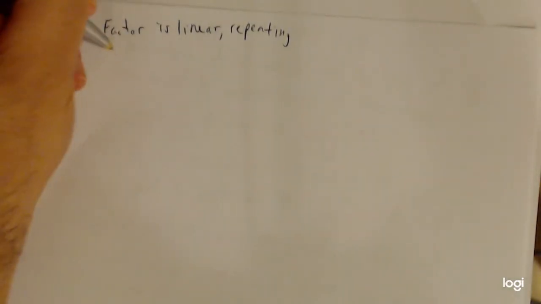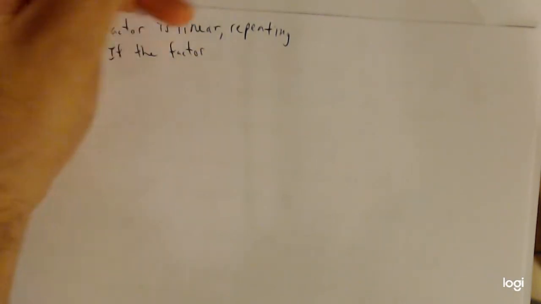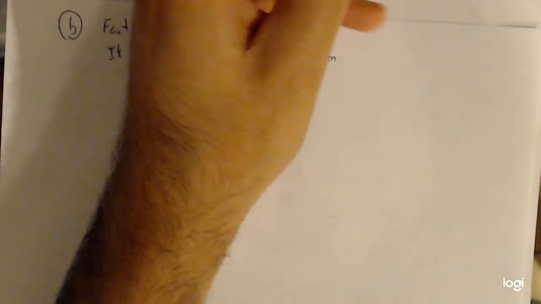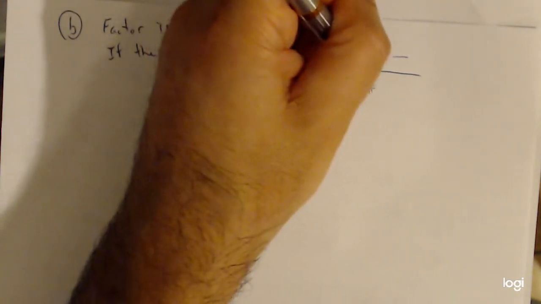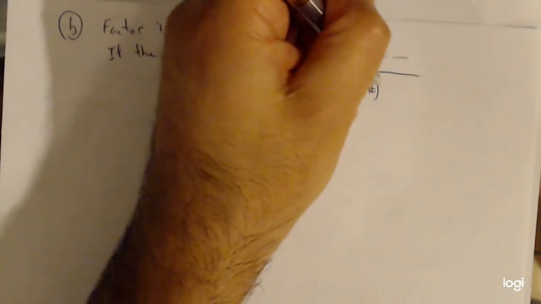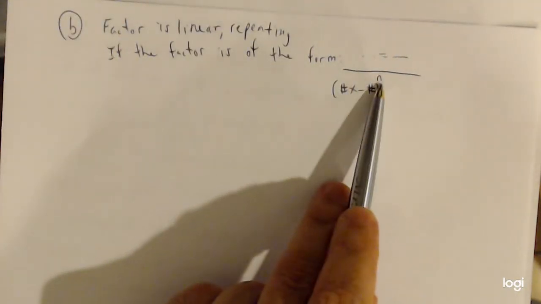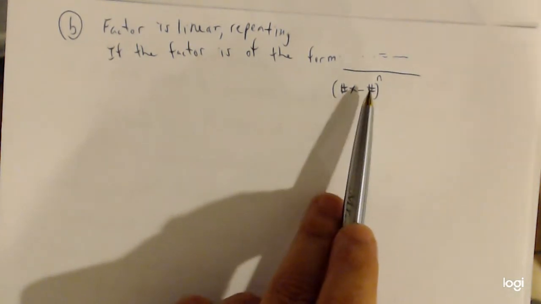So here's what we're going to say. If the factor is of the form something like this, like we have whatever in the numerator, we don't care about, it's the denominator we care about. It'll be a number x minus any number. So notice how this is still what? A linear factor. But I have it to the power of n. Now what do I notice? This is no longer non-repeating, it's repeating because how many of these do I have? I have n of them.